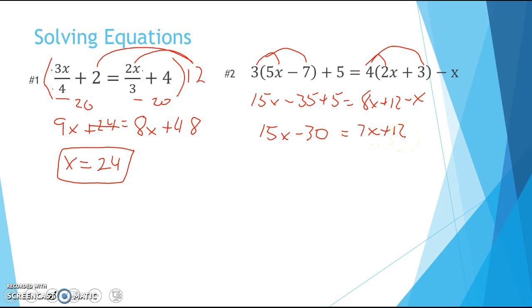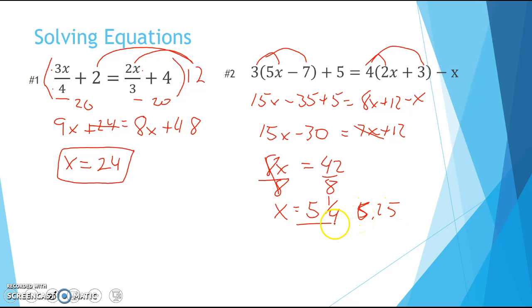I'm going to go ahead and subtract 7x from both sides. So 15x minus 7x is 8x. This would be gone. I'm also going to add 30 to both sides. So if I add 30 over here, 30 plus 12 is 42. Then when I divide both sides by 8, I would get that x is equal to 5 and 2/8, which is 5 1/4. And I can also write that as 5.25.